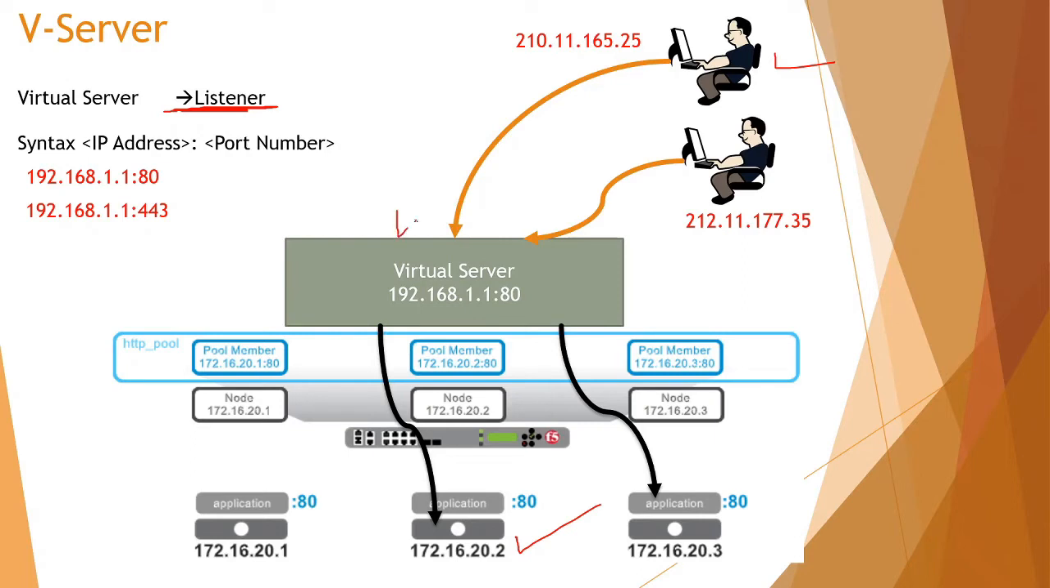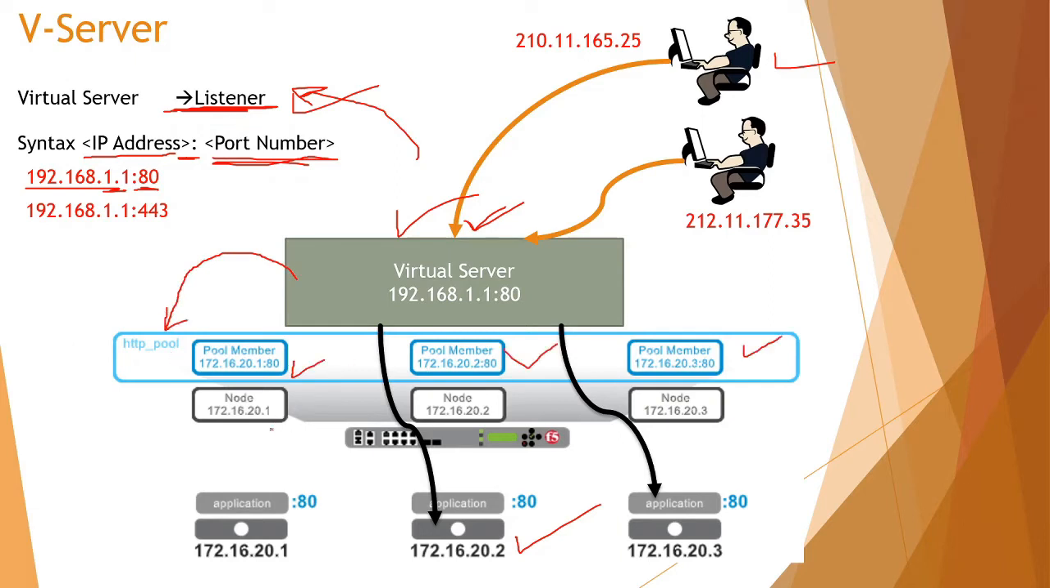The first one is a virtual server, which is a listener, and the syntax of a virtual server is IP address colon then port number. So this is an example that you can configure with an IP address plus port number. Once you configure the virtual server, the BIG-IP will be able to listen to the traffic, and this virtual server will be associated with a pool, and that pool will contain pool members, right? So this is how the BIG-IP works.